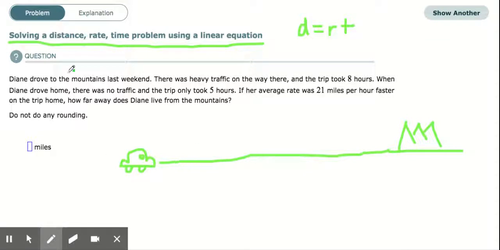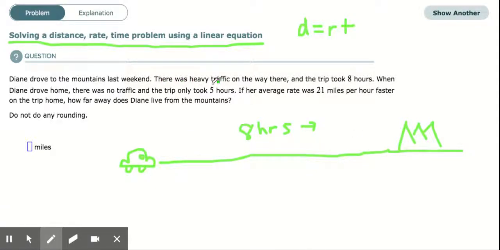All right, so Diane drove to the mountains and there was heavy traffic, so it took 8 hours on the way there, right? Now, I don't know exactly how far away the mountains are, but one thing I do know is however far away they are from her house, they're going to be the same distance back, right? As long as she's not taking a different route. So we're assuming that she's taking the same route here.